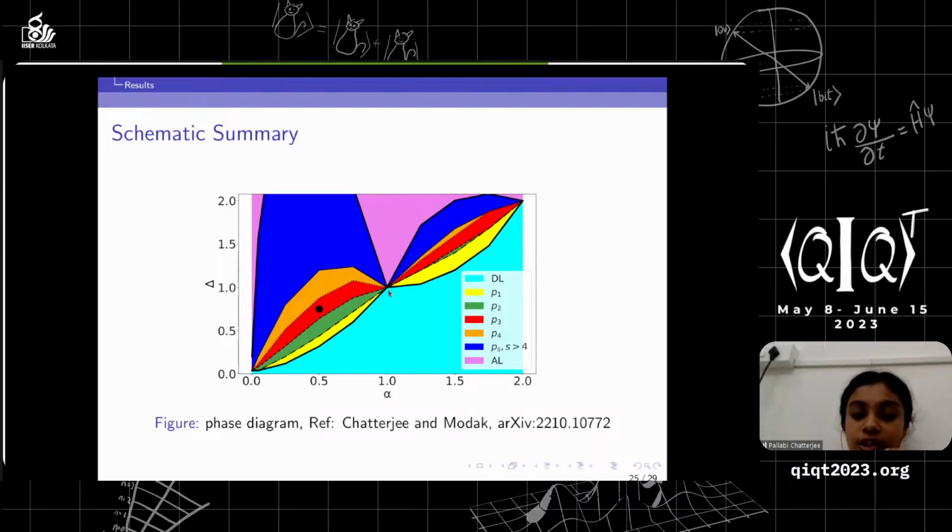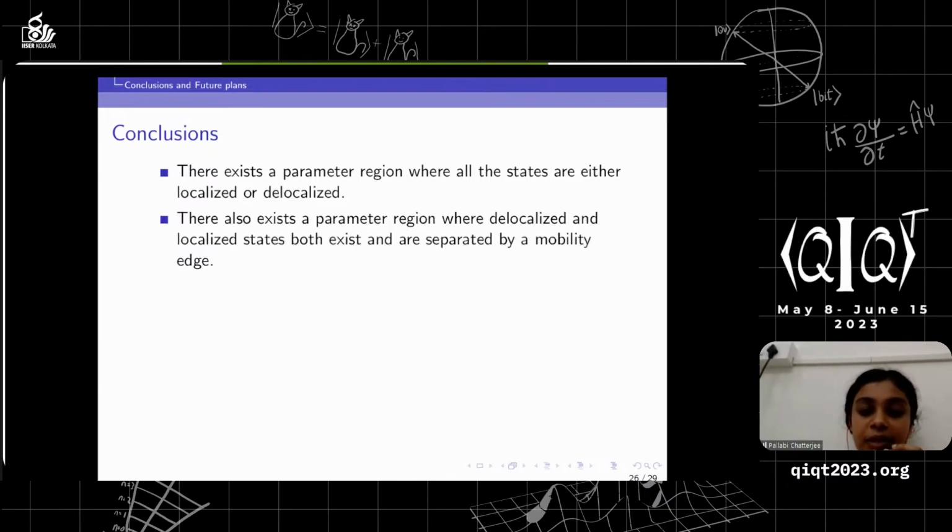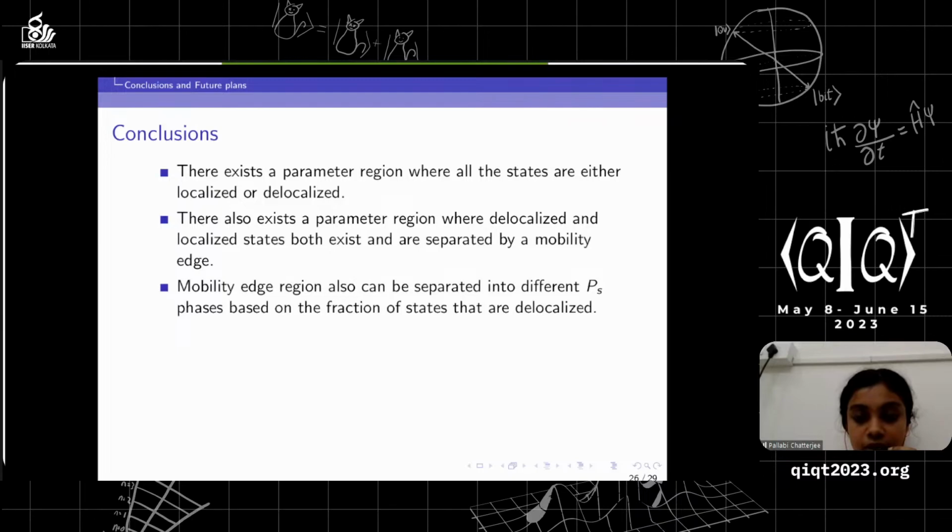And our discretization procedure does not cover the alpha equals 1 point. There is some problem at alpha equals 1 with that discretization procedure. So we separately calculated the alpha equals 1 point, and we saw that there is only a delocalization to localization transition. There is no mobility edge region. So the conclusion is that there exists a parameter region for our model where all the states are either localized or delocalized. In between, there are mobility edge regions, and those mobility edge regions can also be separated into different PS phases based on what fraction of states are delocalized or localized.